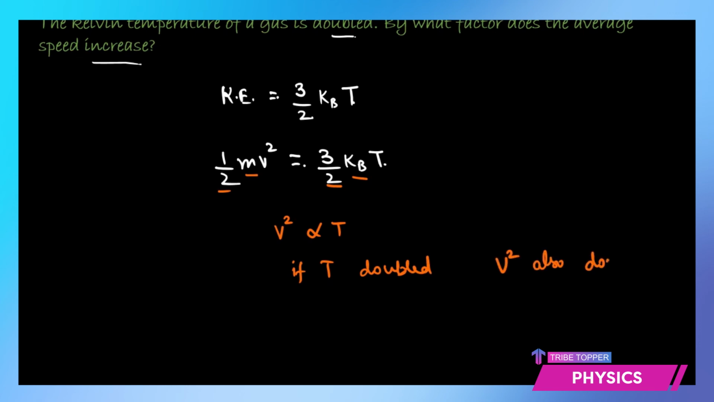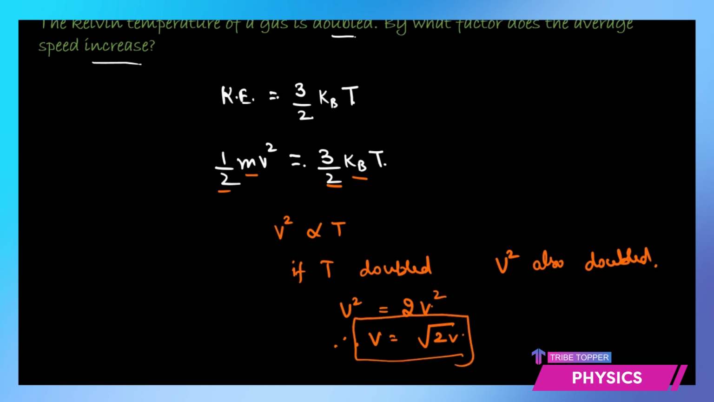But we want what is v. So v square is 2 times the original v square. So therefore, what will be v? That will be square root of 2 times the original v. Right? So that means if the temperature is doubled, the velocity increases by a factor of root 2. You can say this because the new v square will be 2 times of v square. So root 2 times v will be the new velocity.